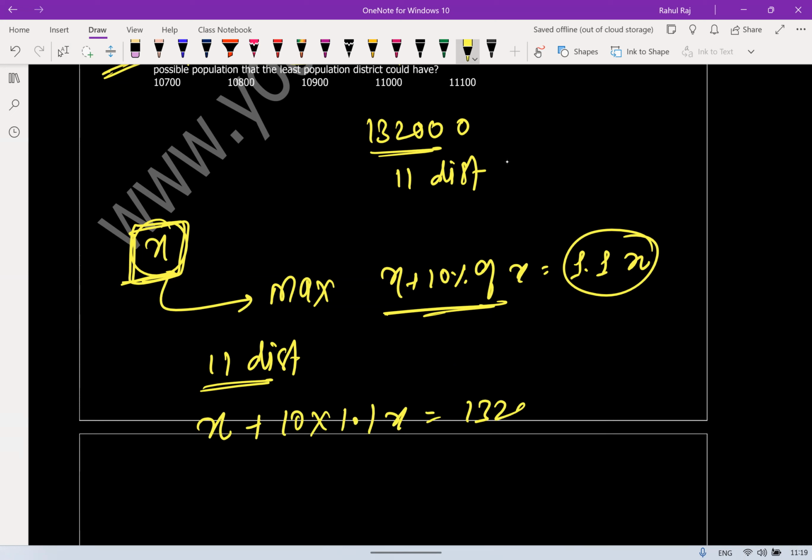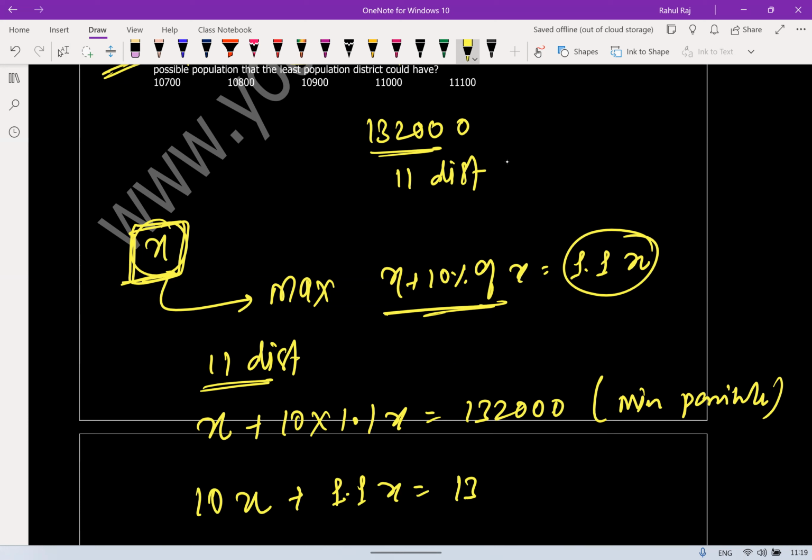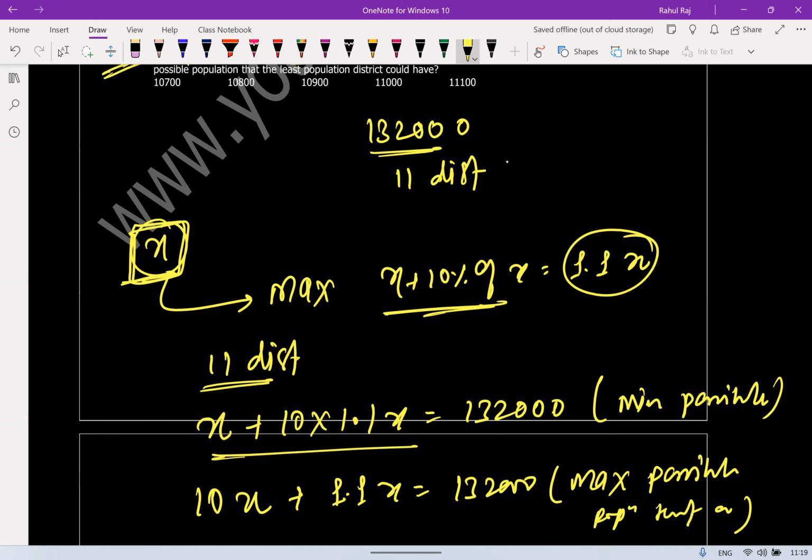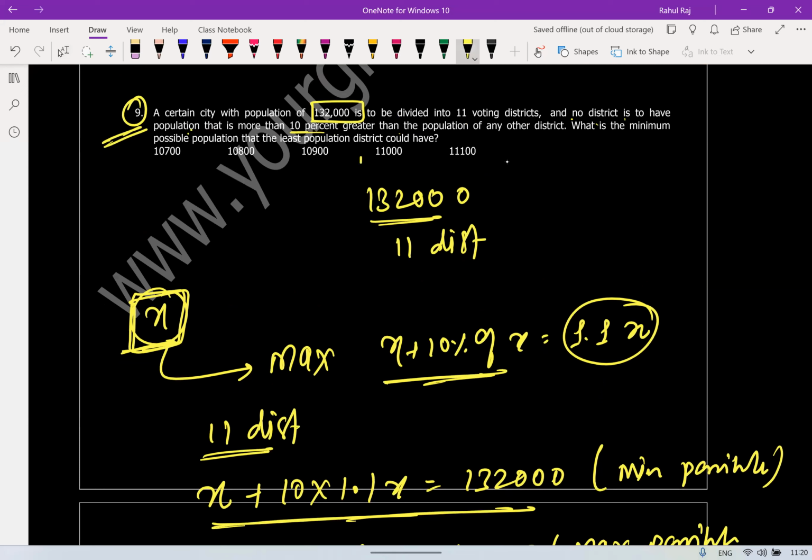And this is equal to 132,000. When you solve this, you will get the minimum possible population of the district. But the question can also come, what is the maximum possible population? In that case, what would you do? You will keep 10 districts as minimum possible population and only one district as maximum possible population. This equation will give you the maximum possible population that a district can have. Is this understood? So when you solve this equation based on the question, you will get this answer.